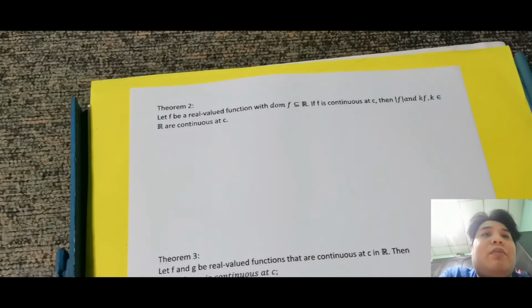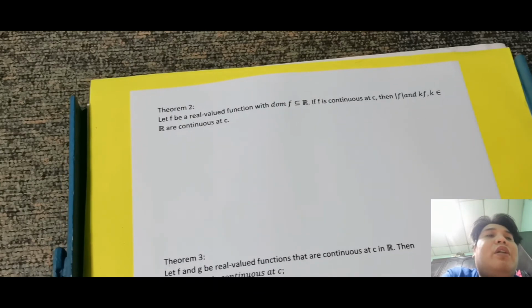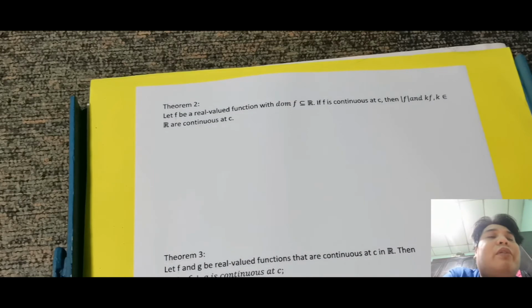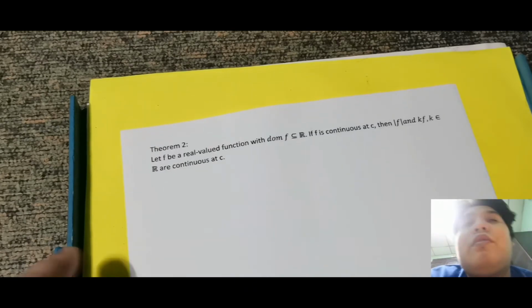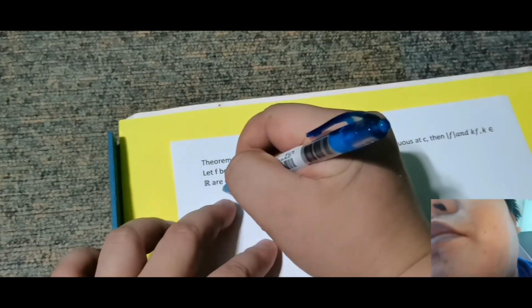Okay, so let's have theorem number 2. Let f be a real valued function with domain of f subset of real numbers. If f is continuous at c, then the absolute value of f, or the absolute value of f of x, and kf for k element of real numbers are continuous at c. So gawa tayo ng function, no? So ito yung proof.